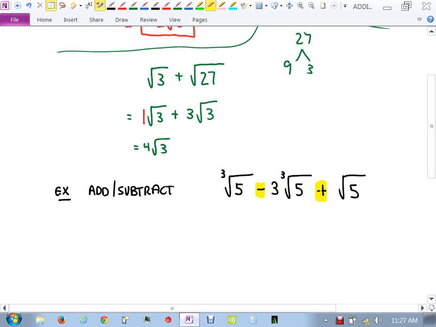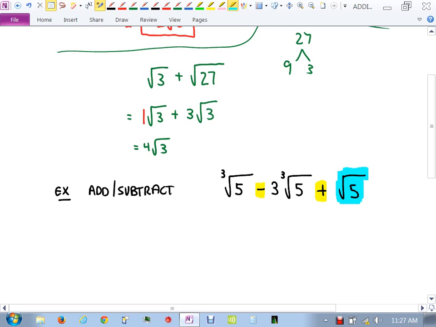Between there's 3 terms here. The last term right here, this last one, is a square root. I didn't accidentally leave the 3 off. I intentionally left the 3 off the root because that's a square root. Those first 2 are cube roots. You can only combine them together if they're the same roots, and what's underneath them is the same.